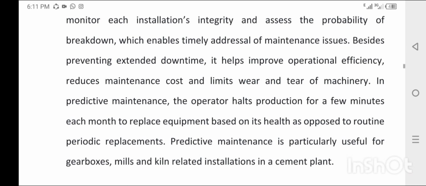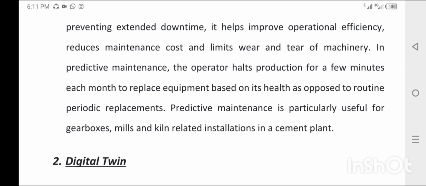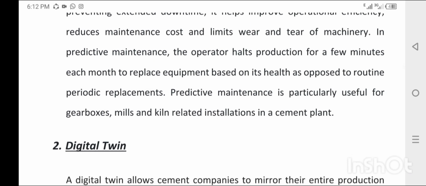In predictive maintenance, the operator halts production for a few minutes each month to replace equipment based on its health as opposed to routine periodic replacements. Predictive maintenance is particularly useful for gearboxes, mill and kiln related installations in a cement plant.